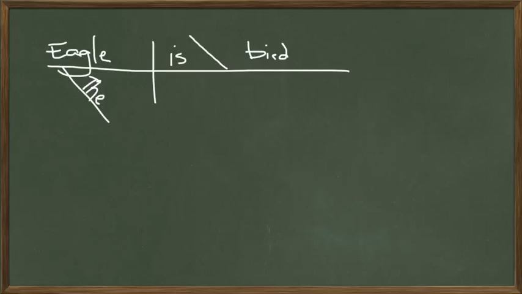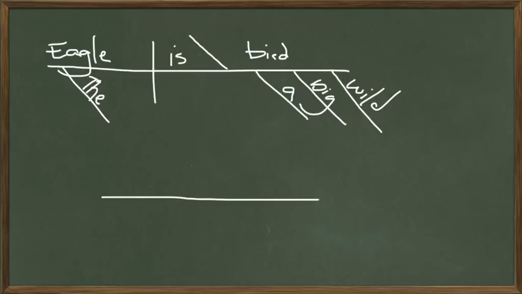Since bird is a noun and it follows a linking verb, it's a predicate nominative. That's why we used that slanted line on the main line. So the eagle is a bird, a big bird. Adjectives go underneath the word they're describing. And it's a big wild bird. Now what do we do with the relative clause? We've got the main sentence. So the clause is also going to be divided or diagrammed just like a regular sentence.